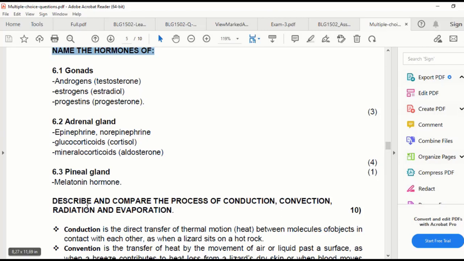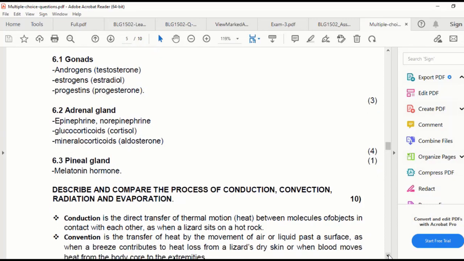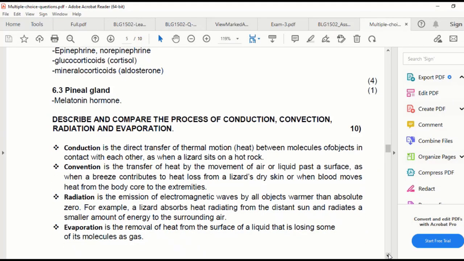I remember we talked about this in a previous session, I think it was a week before last week. We were talking about conduction, convection, radiation and evaporation, because you might think that they are the same. There is a difference between conduction, convection, radiation, and evaporation. Evaporation is the removal of heat from a liquid surface that is losing some of its molecules to a gaseous state.